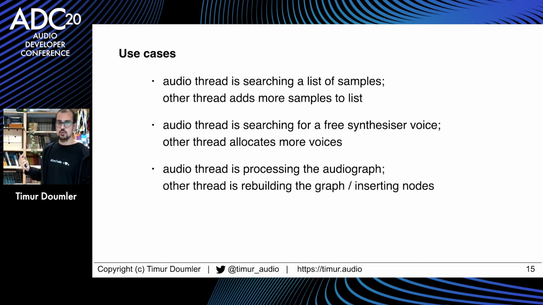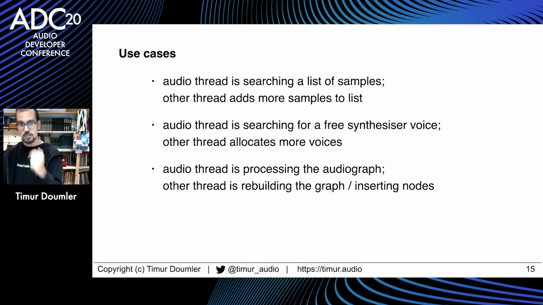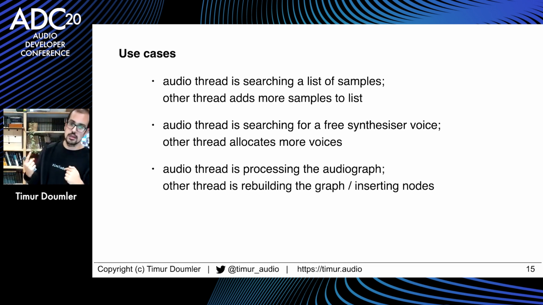Another example would be that the audio thread is trying to play a new note, a new sample, and is searching for a voice to play it on. At the same time, another thread allocates more of these voices. So again, you have a dynamic data structure and a race condition there that you can resolve with a lock. And then the extreme case is that this data structure is the whole audio graph, right? So the audio thread is processing the whole audio graph that you have.